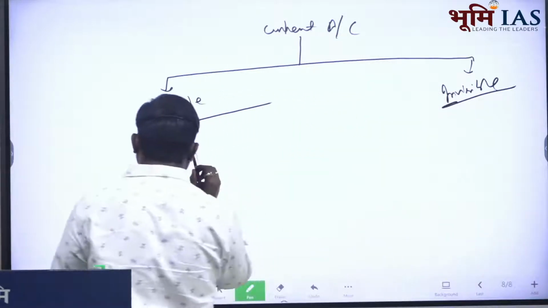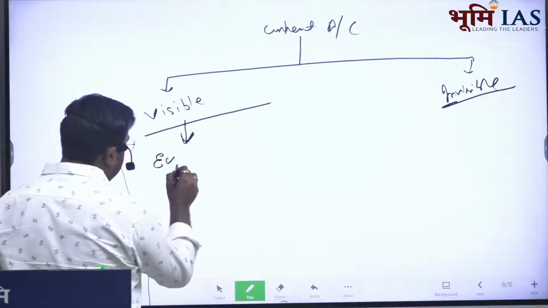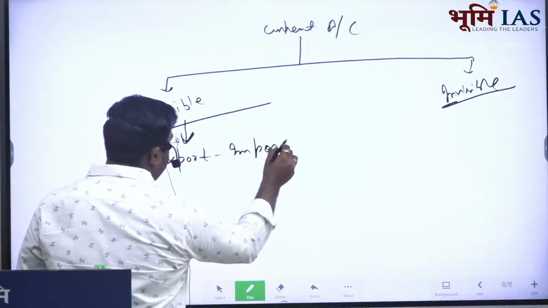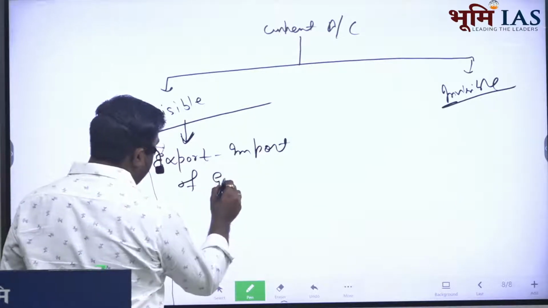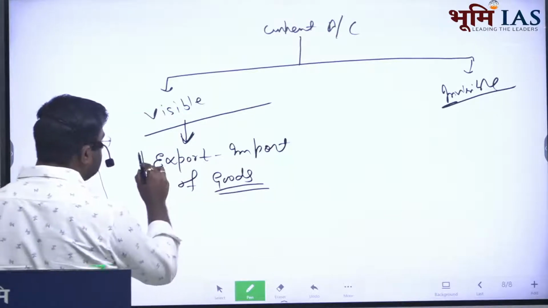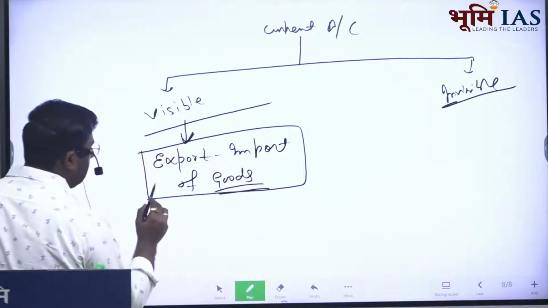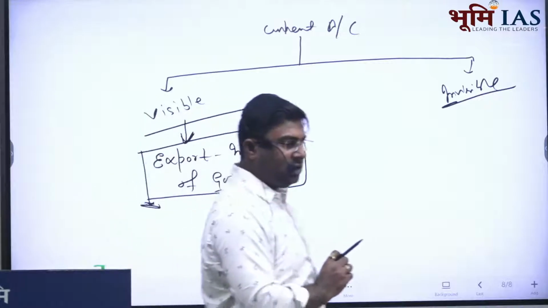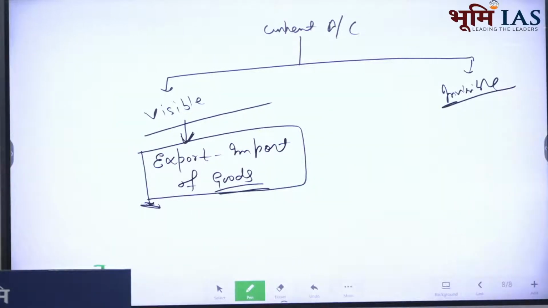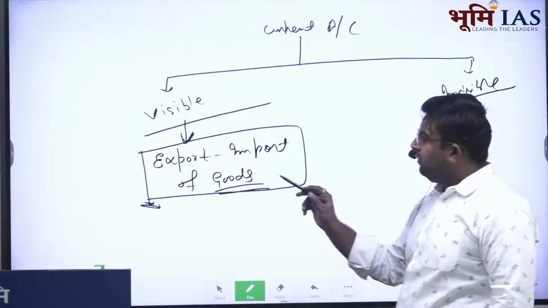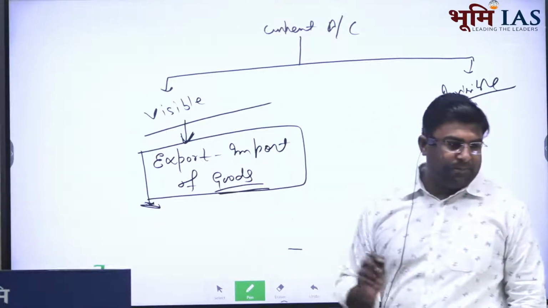Under the visible section, transactions in the name of export and import of goods. Export and import of goods. International transactions in the name of export and import of goods are mentioned under the visible section.